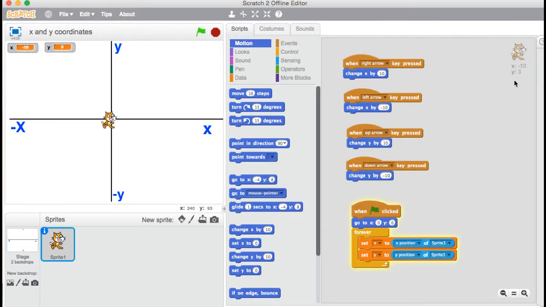Basically, the more you practice, the more you code, the more games you make, this becomes second nature. You'll understand it really well, even if it seems a bit complicated in the beginning. The more you practice, the easier it becomes.